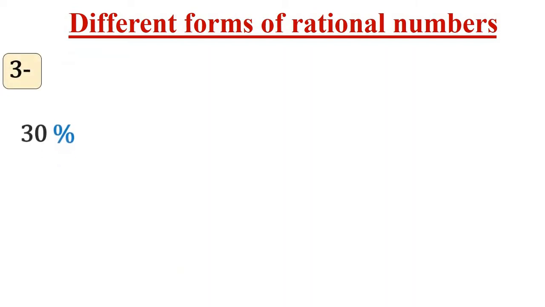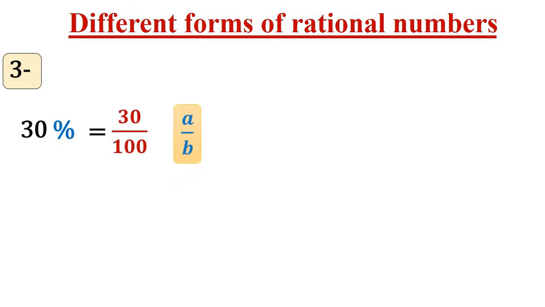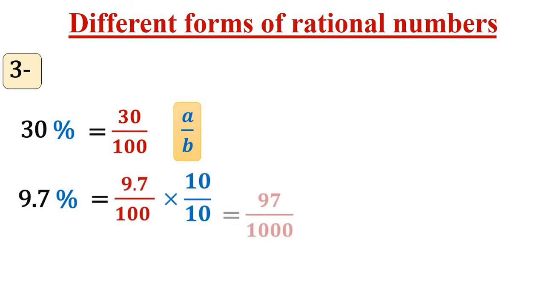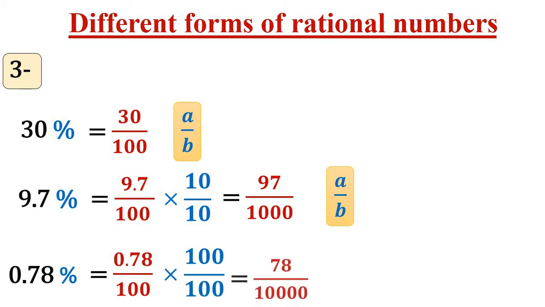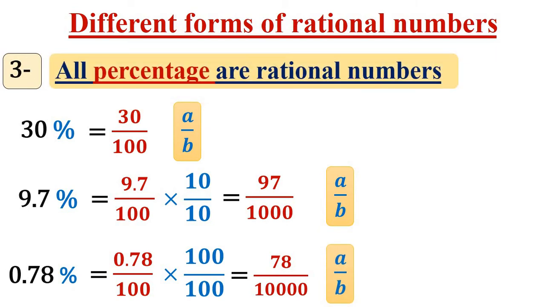Number 3, the percent. 30% equals 30 over 100. We can simplify it. It will be 3 over 10 and also in the form a over b. 9.7% equals 9.7 over 100 or 97 over 1000. So it will be in the form a over b. 0.78% equals 0.78 over 100, and simplify it. It will be 78 over 10,000. It will be in the form a over b. We can say all percentages are rational numbers.